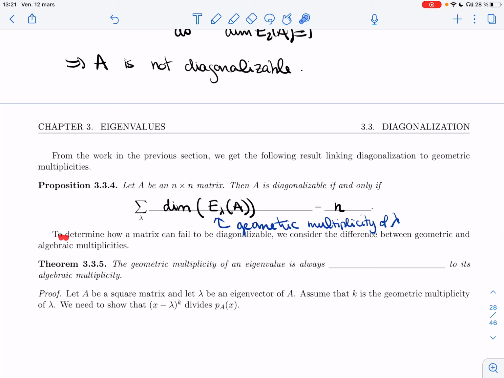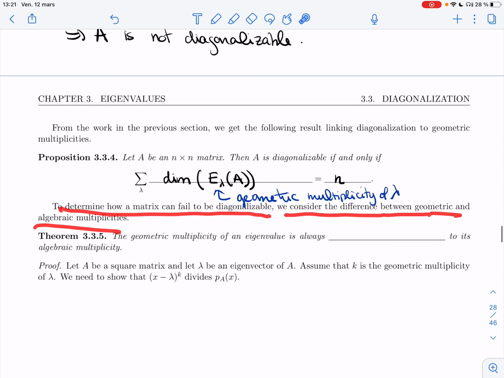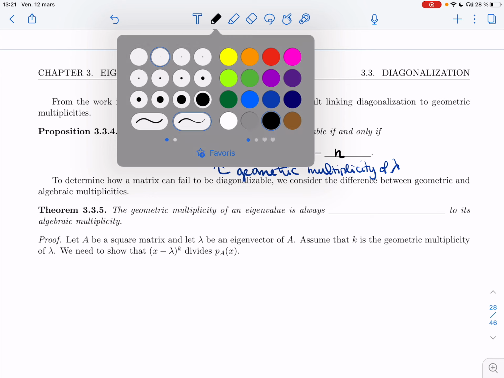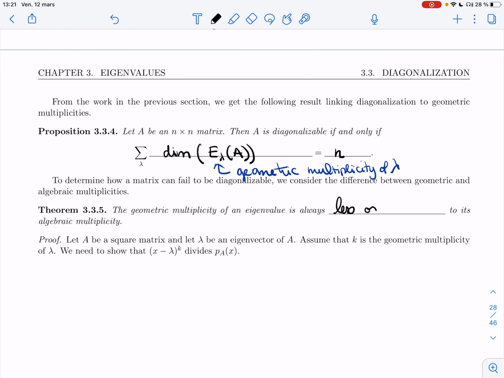All right, so to determine how a matrix can fail to be diagonalizable, we consider the difference between the geometric and the algebraic multiplicity. The theorem here, Theorem 3.3.5: the geometric multiplicity of an eigenvalue is always less than or equal to its algebraic multiplicity. So the algebraic multiplicity is bigger in some cases, it's equal to the geometric multiplicity in others, but it can never be less. All right, so we'll prove this.